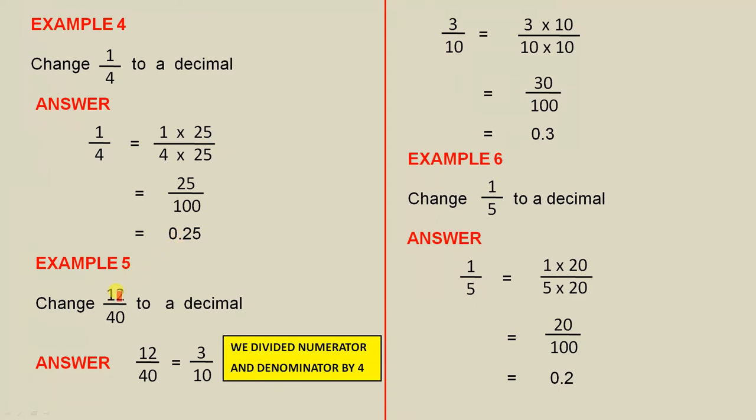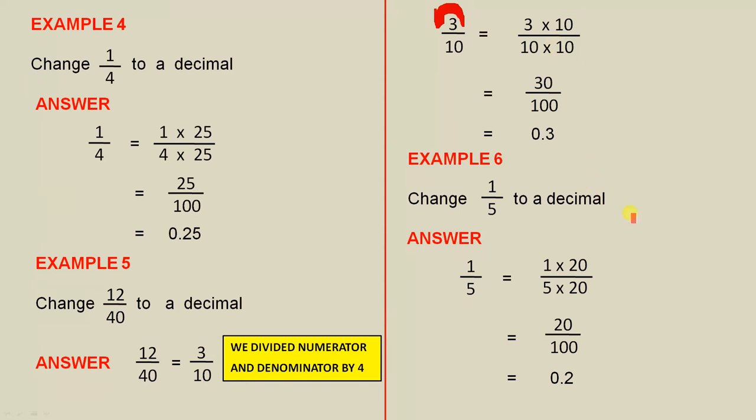Example 5, change 12 over 40 to a decimal. The answer, 12 over 40 equals 3 over 10. So we divide the numerator and the denominator by 4. So that gives us 3 over 10. So 3 over 10 equals 3 times 10 over 10 times 10, which is 30 over 100, which is 0.3. Or you could have just moved the decimal point one place to the left. So there's a couple of ways of doing it.